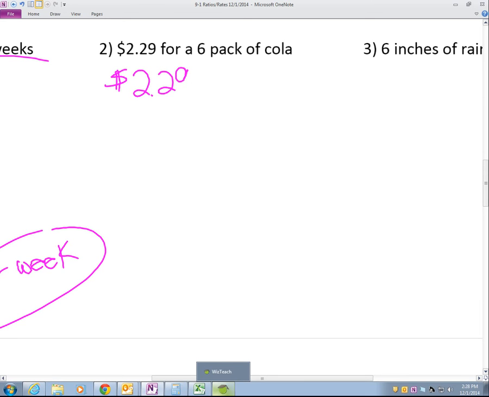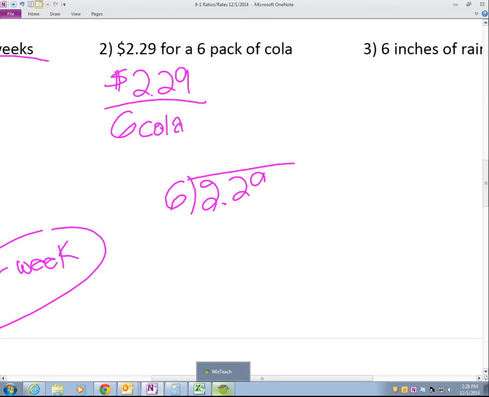I have $2.29 for a 6-pack of cola. 6 colas, please. Still weird hearing cola. This is pop for 25 years of my life. $2.29 for 6 colas. Since it's a unit rate, we want to find out how much for 1 soda. And the way that we do that is we divide 2.29 by 6. Do not confuse this the other way around. Remember, the divisor goes on the outside of the house. Then we have 2.29. Okay? So you guys do that division.